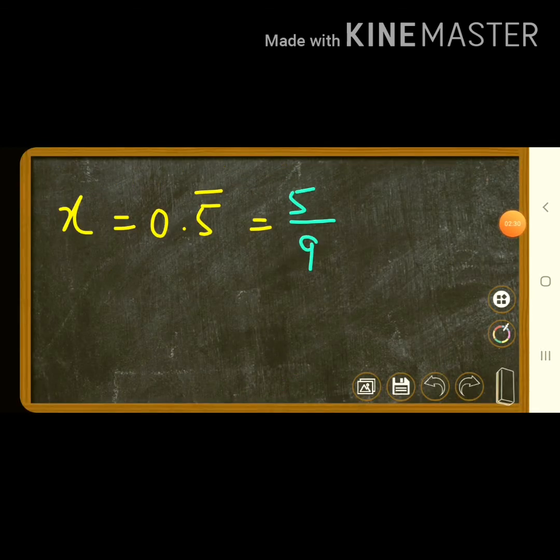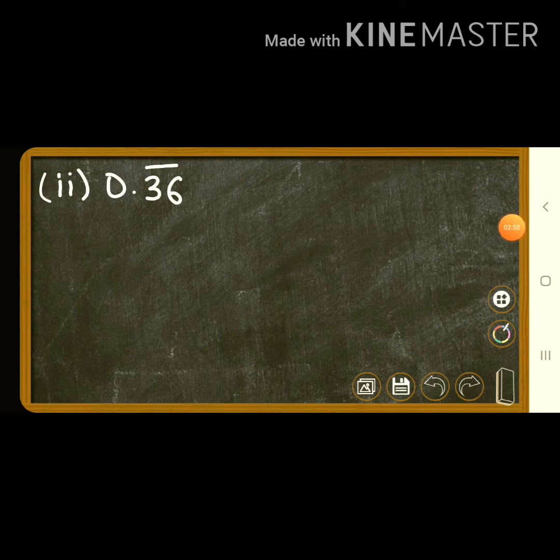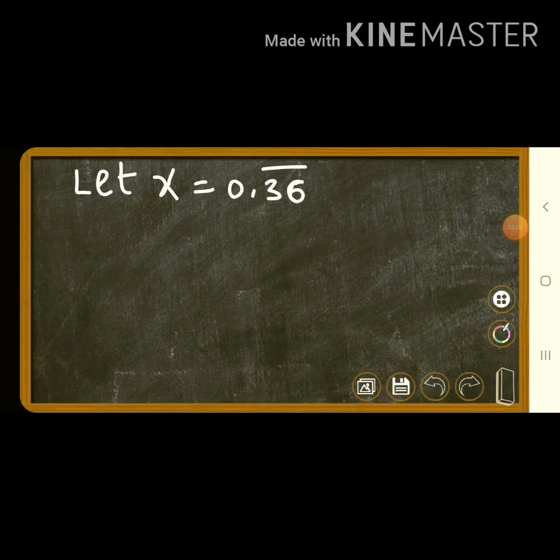So first of all we assumed x is equal to 0.5 bar and we got x is equal to 5 by 9. So x is equal to 0.5 bar is equal to 5 by 9. The first bit, 0.5 bar, was discussed now. The second bit is given as assignment. Third bit, 0.36 bar. We have to find its P by Q form now. Let x is equal to 0.36 bar, which means x is equal to 0.363636, meaning 36 which is under the bar is being repeated.